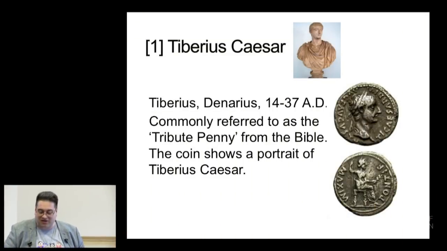So we have a whole bunch of official people and titles and domains and areas and geography mentioned here. Well, let's just go through them. 1, Tiberius Caesar. Lots of archaeology representing Tiberius Caesar because he was emperor. So people tend to do things like mint coins in his name and carve statues of him because he's famous. Here we have a Tiberius denarius coin minted in the 14 to 37 AD bracket.